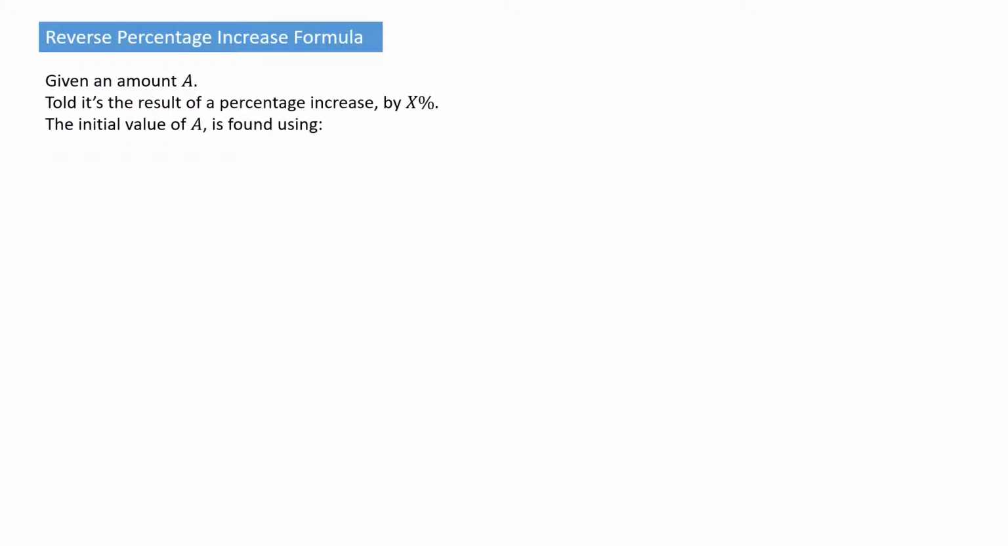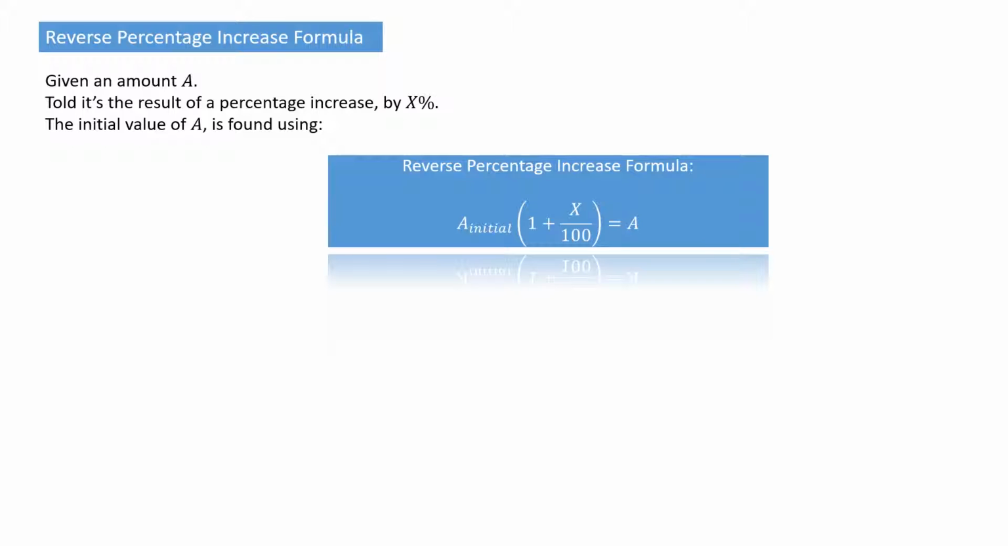Essentially, if we're given an amount A and we're told that it's the result of some percentage increase, say X percent, then if we need to find the initial value of that amount, in other words, the value it was before it was increased, this is a typical reverse percentage problem. In this case, we use the reverse percentage increase formula, which is shown here. You'll want to make a note of that formula. We're going to see a couple of examples afterwards.